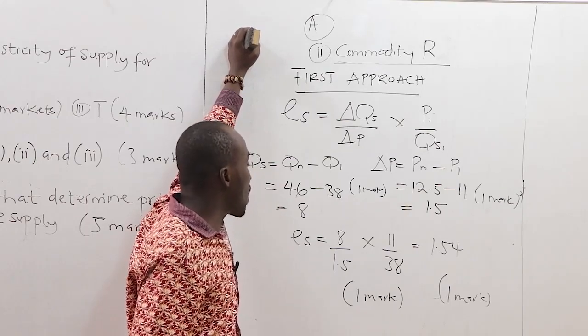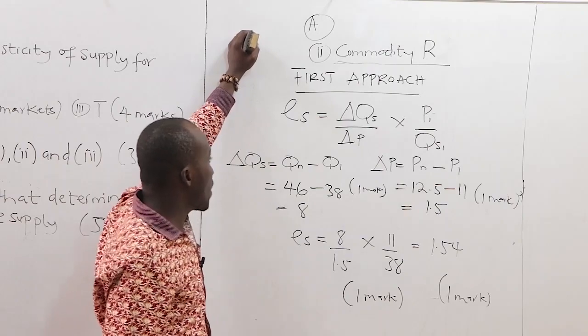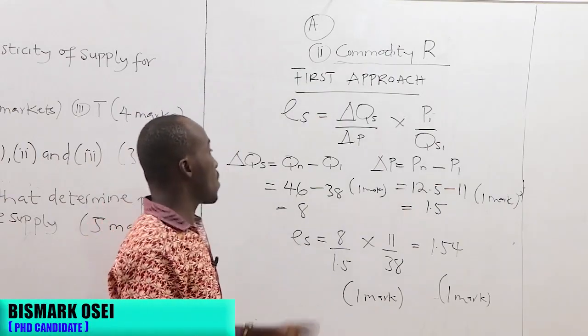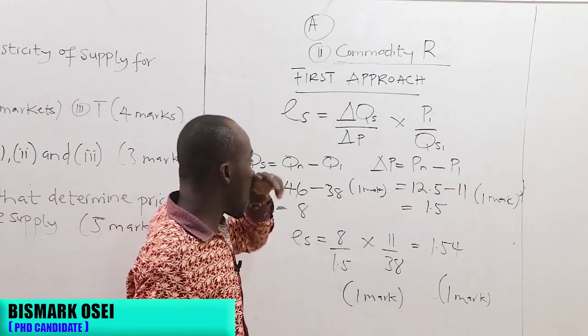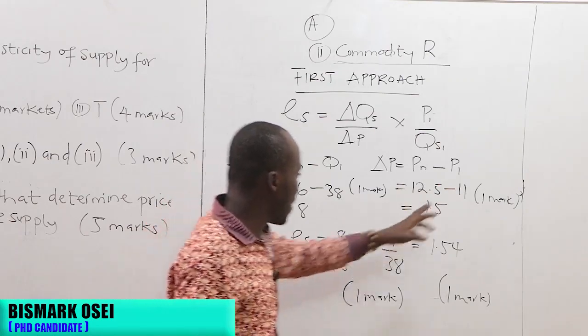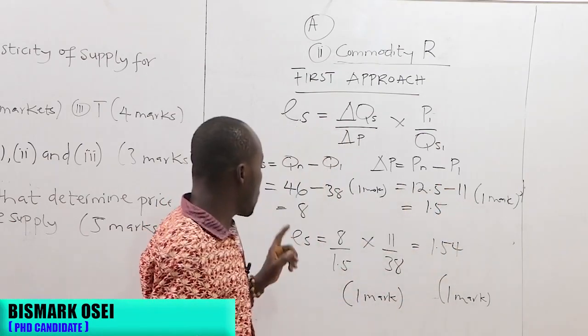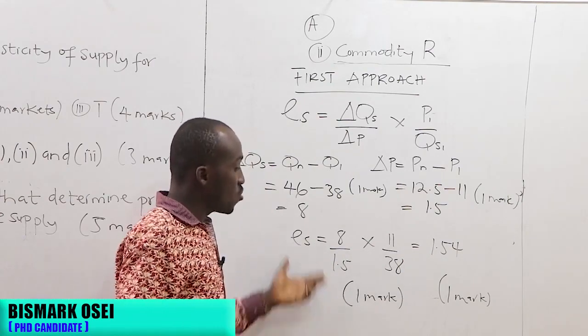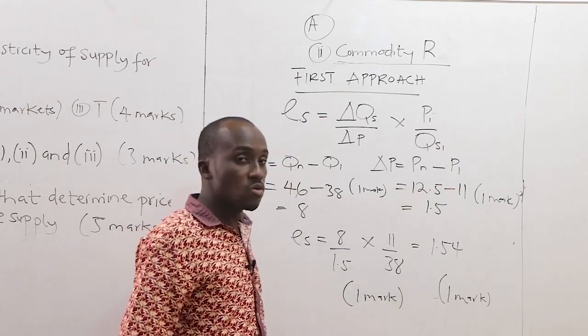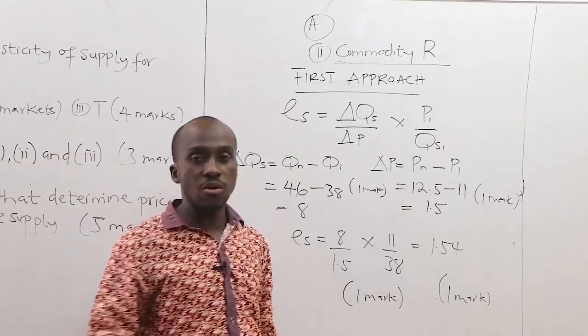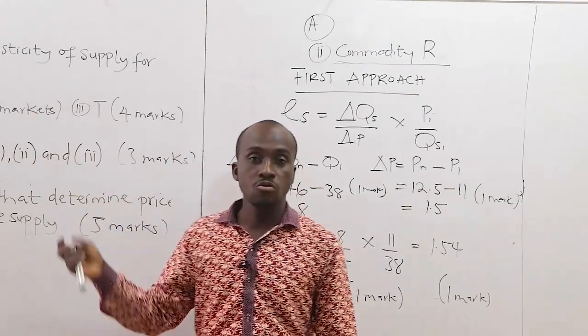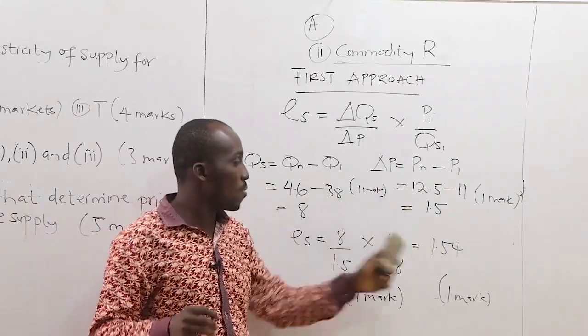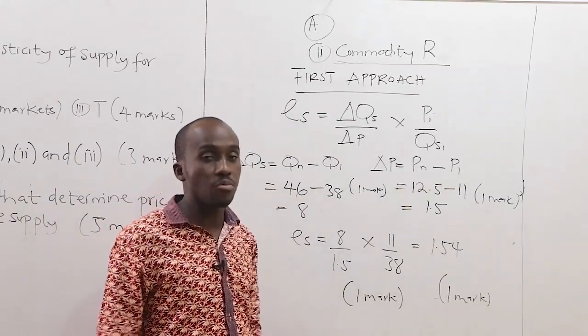So change in quantity supply, we have 8. Change in price, you have 1.5. You have the initial price at 11. You have the initial supply at 38. If you put it together and use it, you're going to get 1.4. Don't interpret it yet. They're going to ask you to interpret it when you get to B. Just do this and get 1 mark, 1 mark, 1 mark, 4, and you go away. So that's the first approach.